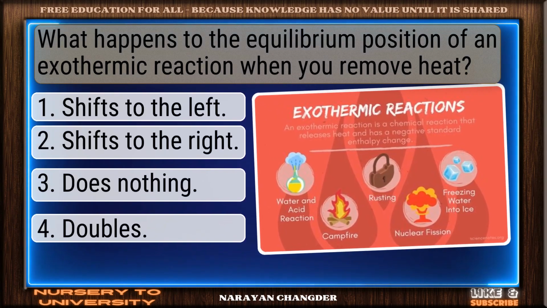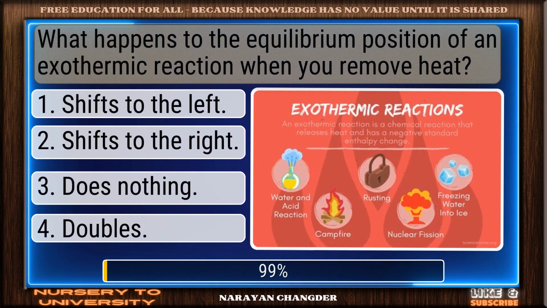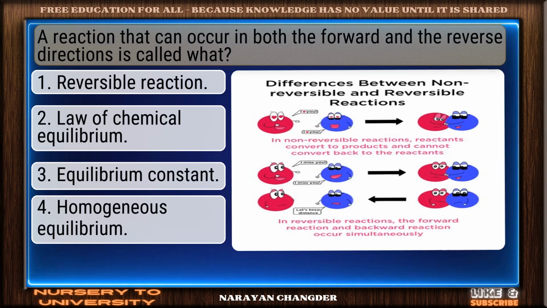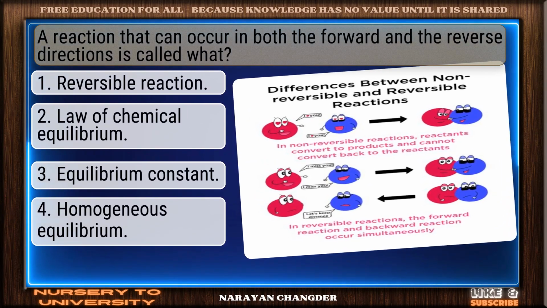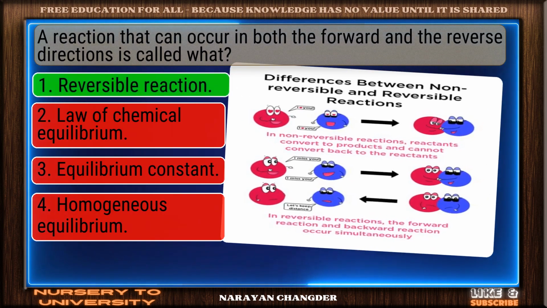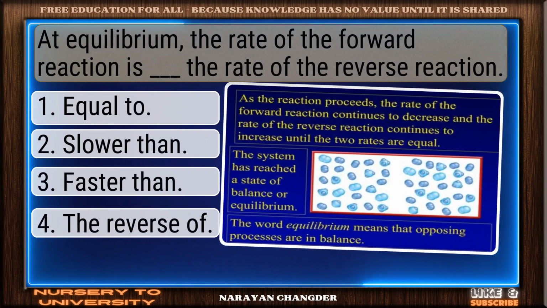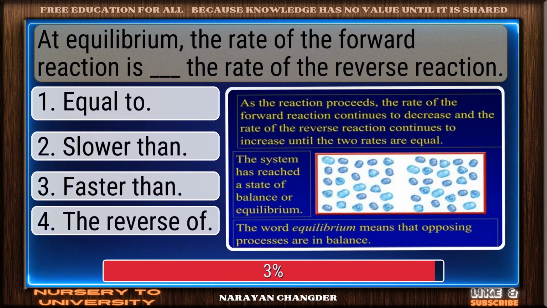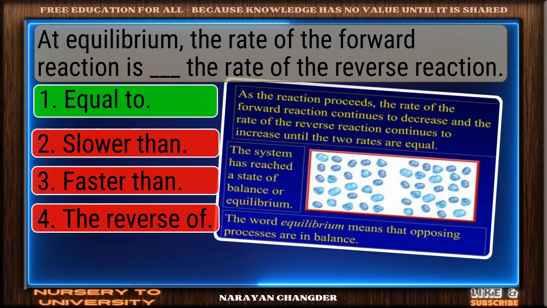What happens to the equilibrium position of an exothermic reaction when you remove heat? Sharp thinking. Shifts to the right is the right choice. A reaction that can occur in both the forward and the reverse directions is called what? Clear logic. Your choice, reversible reaction, is sound and 100% true. At equilibrium, the rate of the forward reaction is dash the rate of the reverse reaction. Strong choice. Equal to is the right answer.